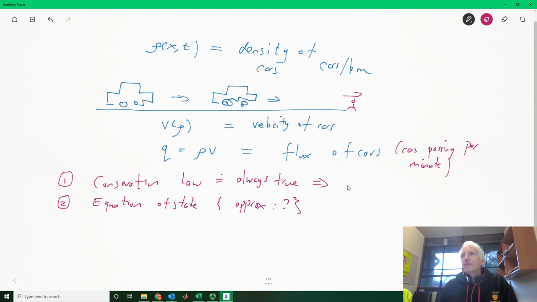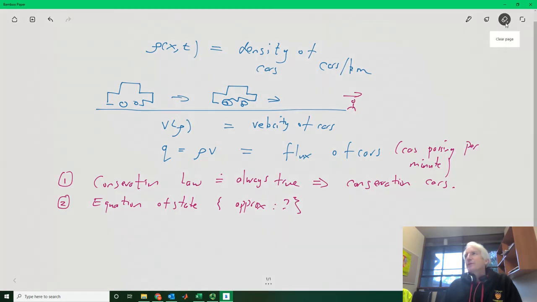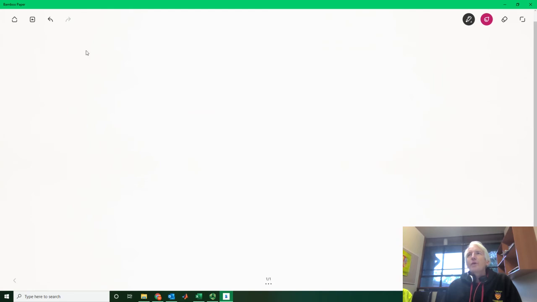This conservation law is conservation of cars. Cars are not created or destroyed. So what does that mean here? Let's work out what it means for conservation of cars. This appears in lots and lots of equations. Atoms are conserved, so we have conservation of mass. This is very similar to the conservation of mass argument.